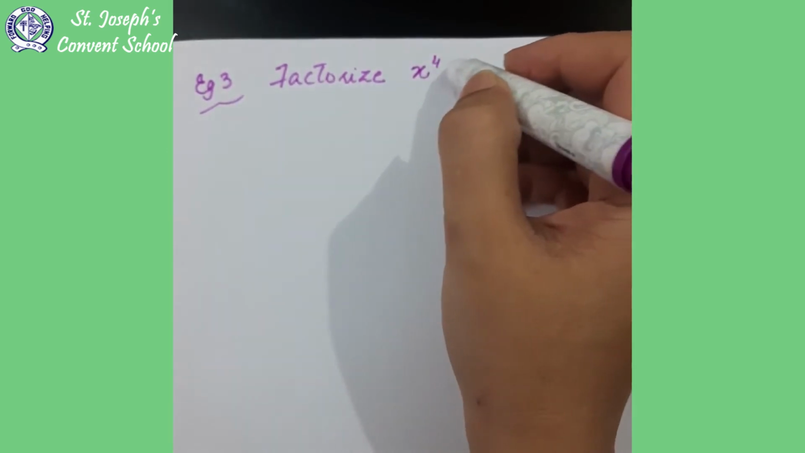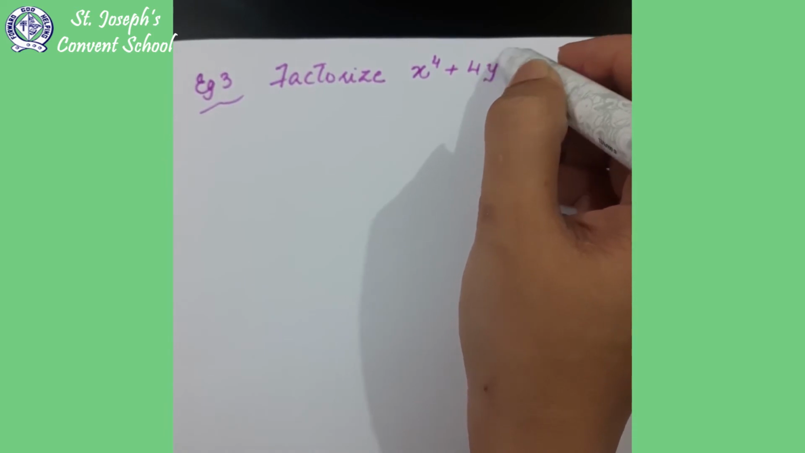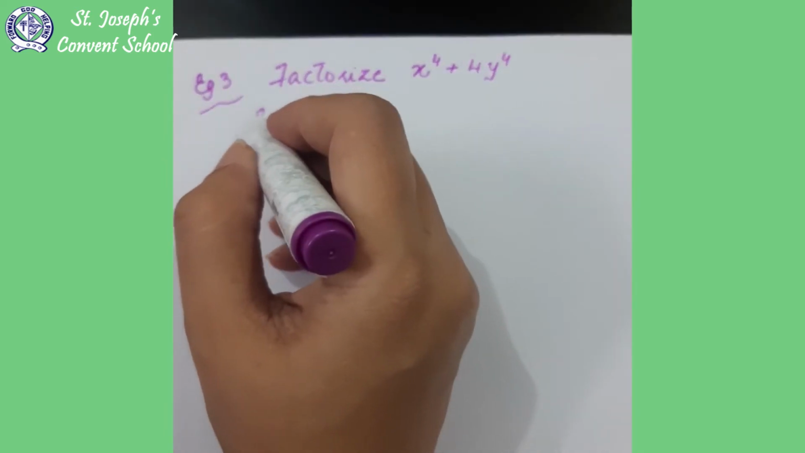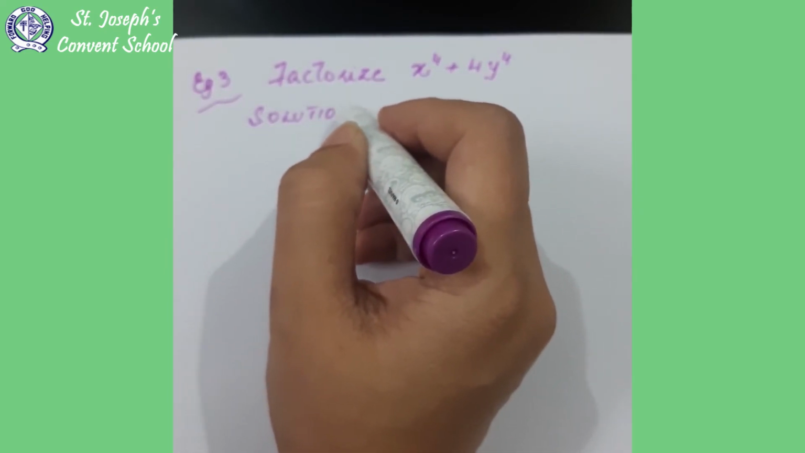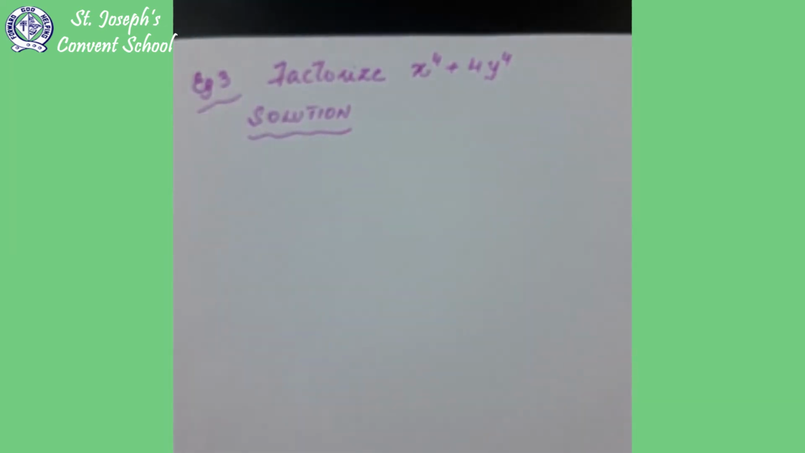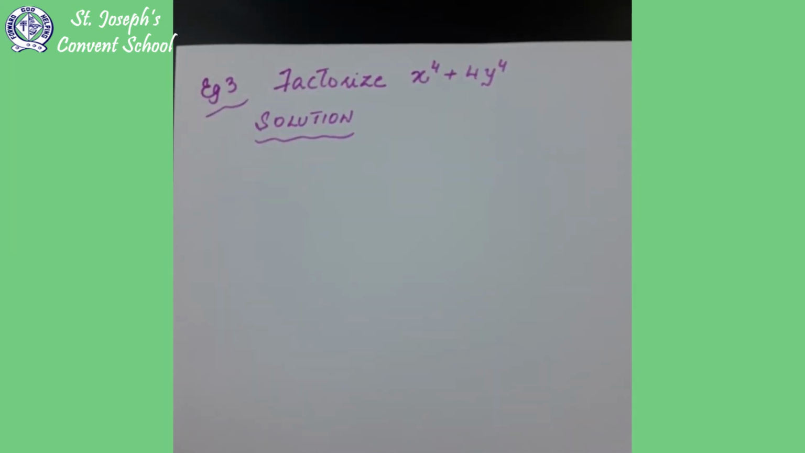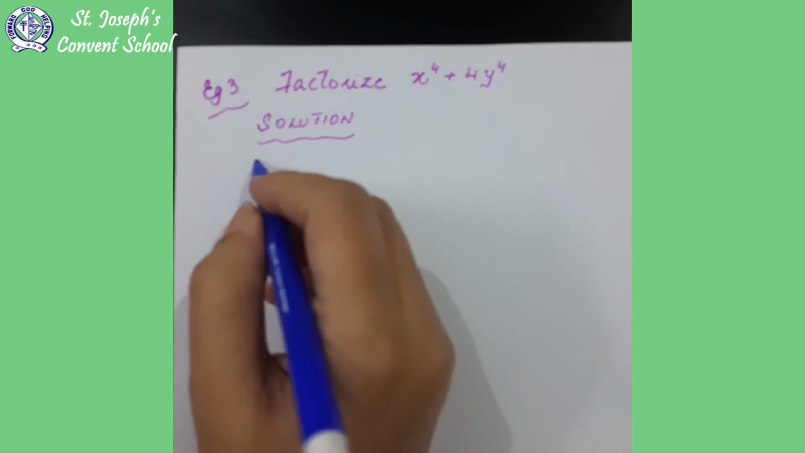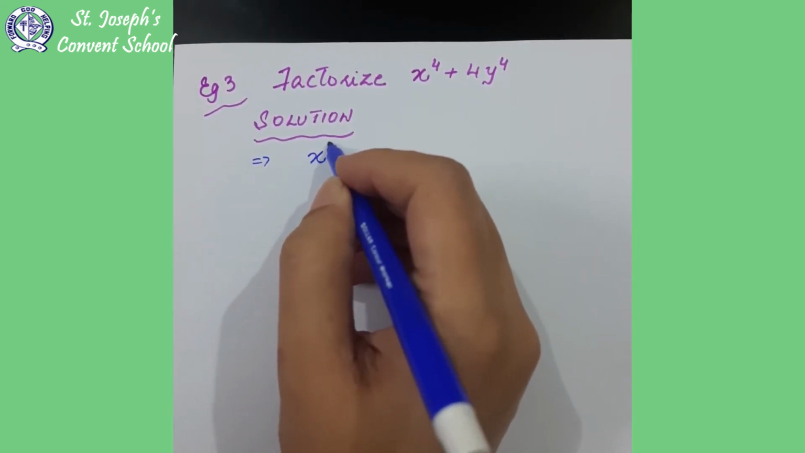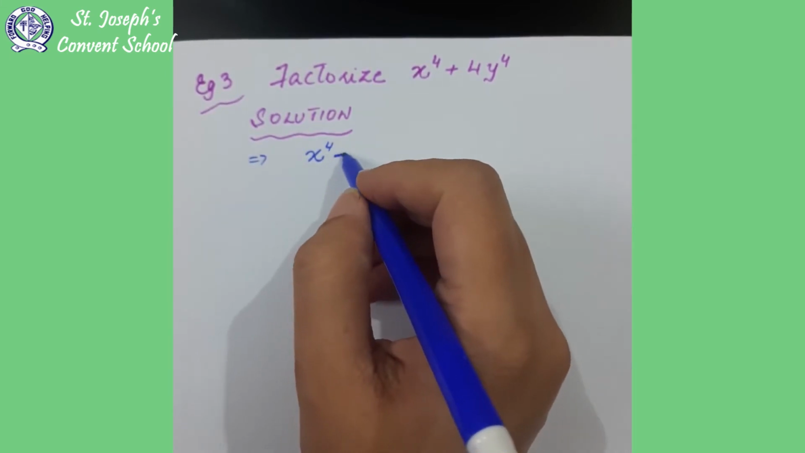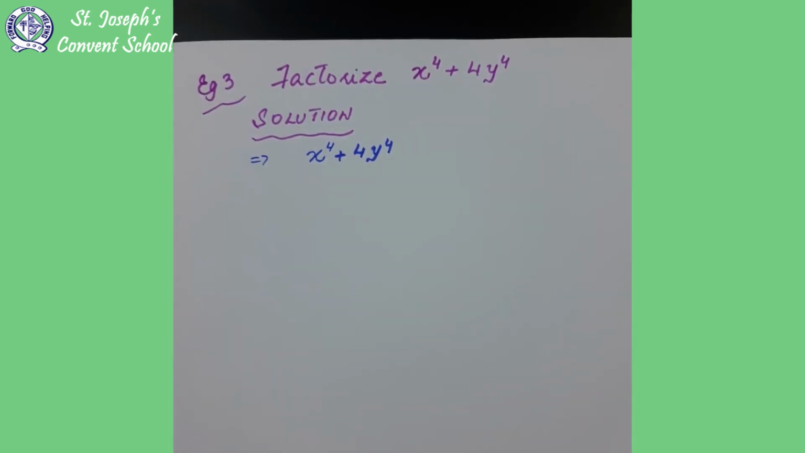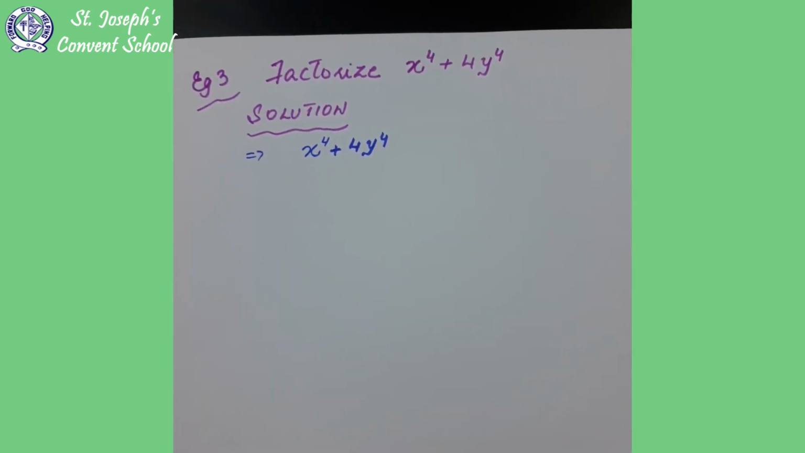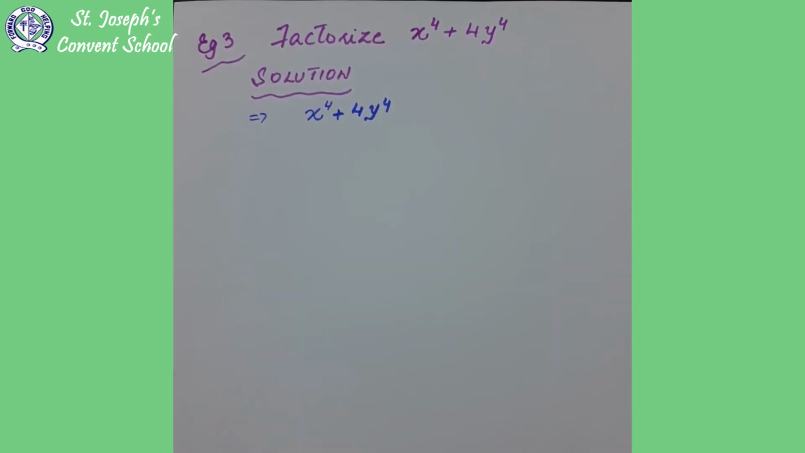Okay, x4 plus 4y4. Now in this question, only two terms are given. So when only two terms are given, how to solve it? And a plus sign is given between them. When two terms are given and there is a plus sign between them, how to solve it? Okay, the question I'm going to write: x power 4 plus 4y power 4. Now in the same way you have to solve. You have to apply the formula a square plus 2ab plus b square.